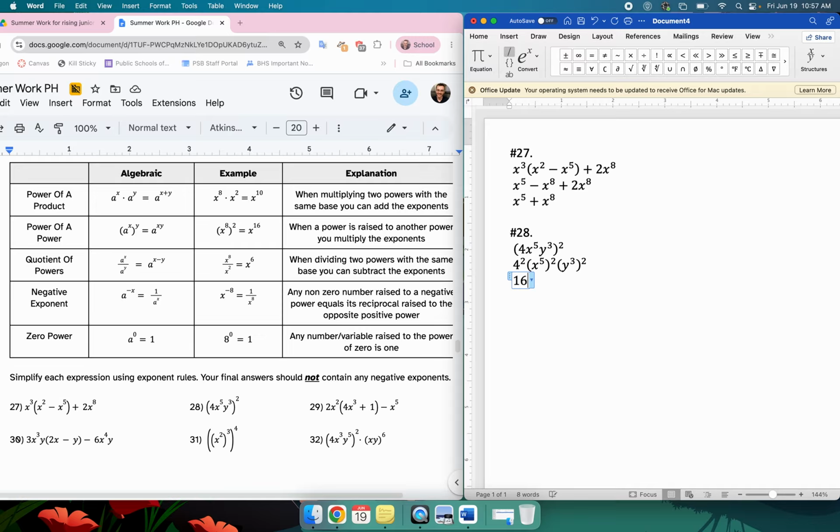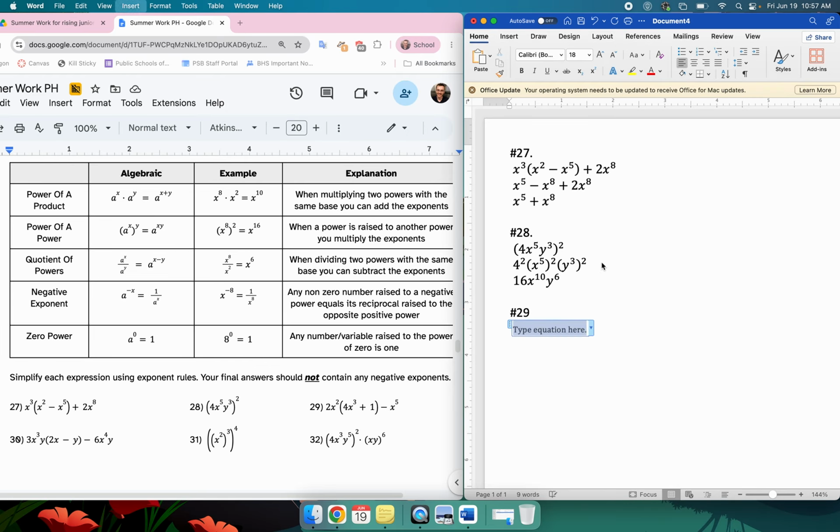4 squared is 16. And now we have x to the 5th quantity squared, and for that you should be using this rule right here. Power of a power, you multiply the exponents, so that's x to the 10th. And then y to the 3rd to the 2nd, same rule, you multiply those exponents, you get y to the 6th.